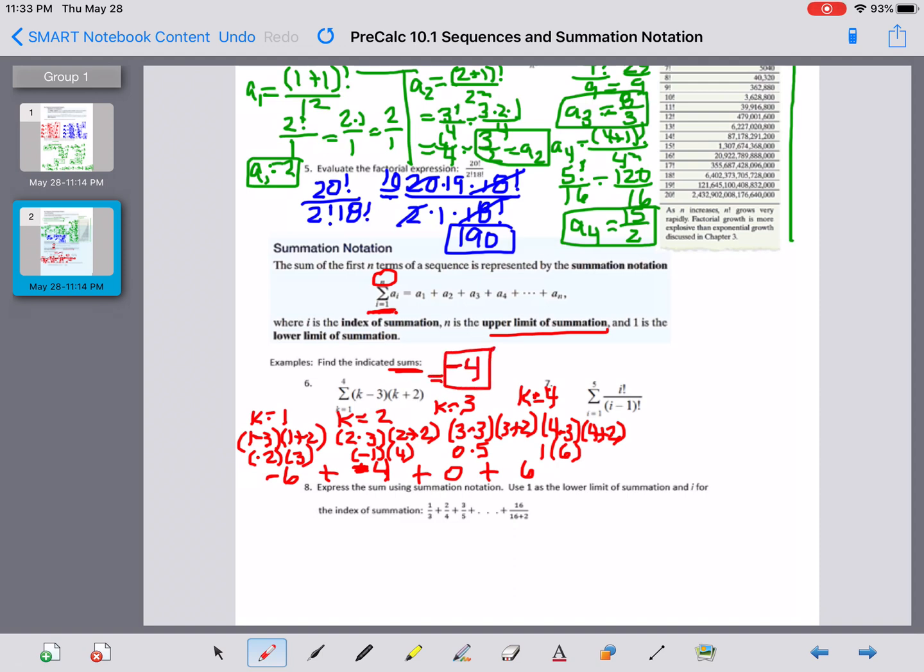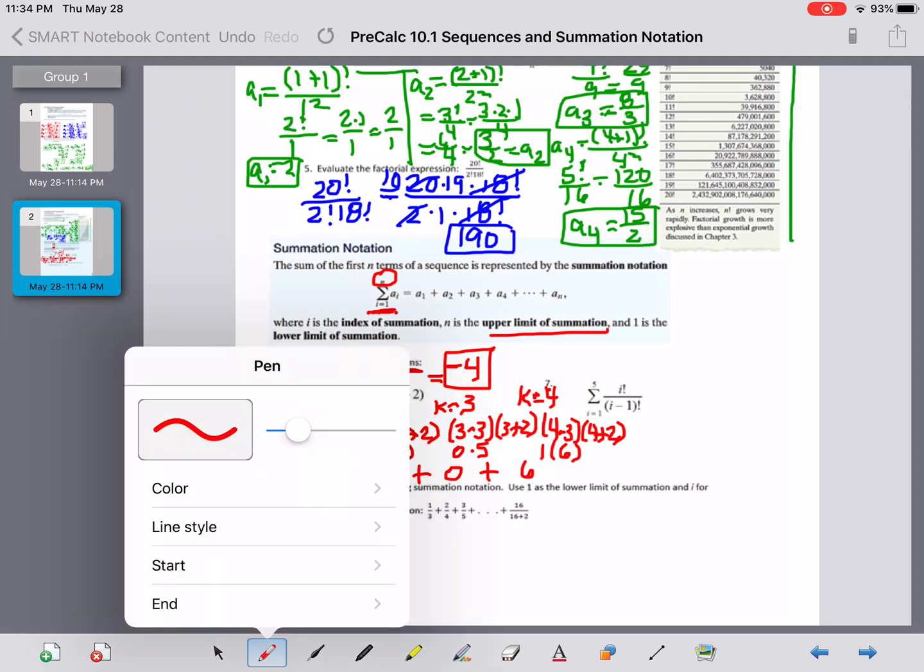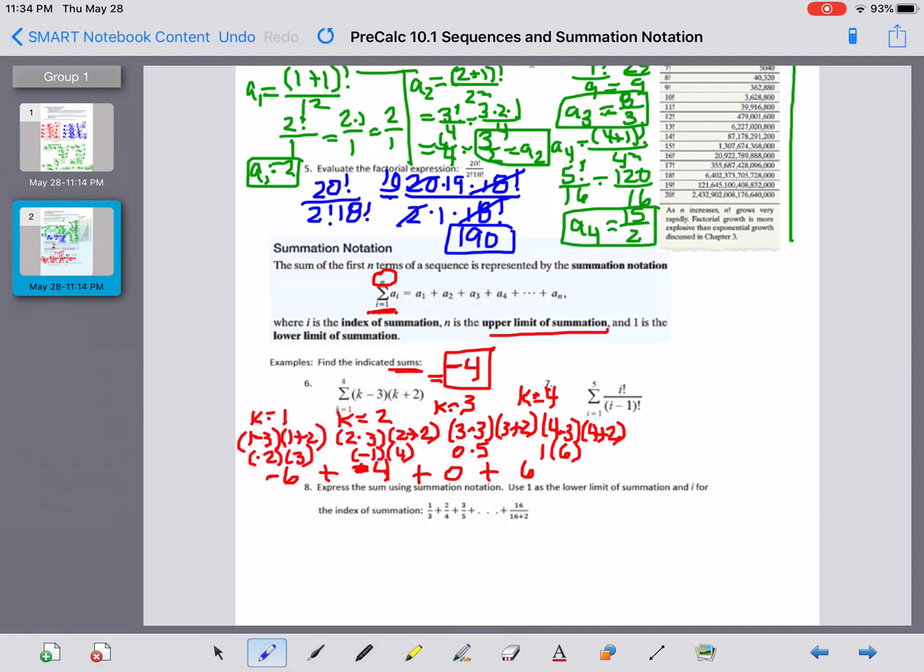Yes, I need to have all that work to find it, but my final answer is simply the sum of my answers. All right, let's look at number 7. Notice we pull the factorials back in here. I'm going to kind of start in any blank space I can find. Notice this time my index starts at 1 and it goes to 5, so I'll have 5 terms in here before I do my summation.